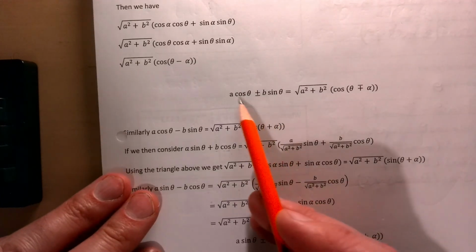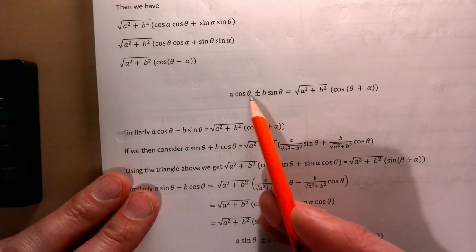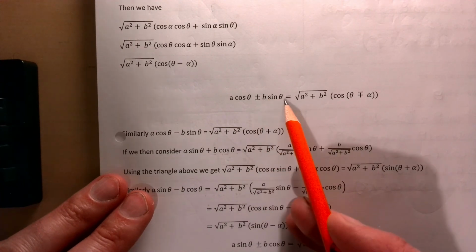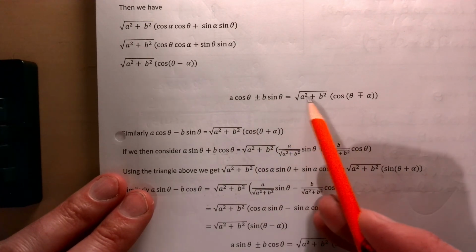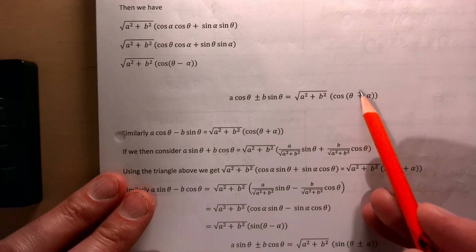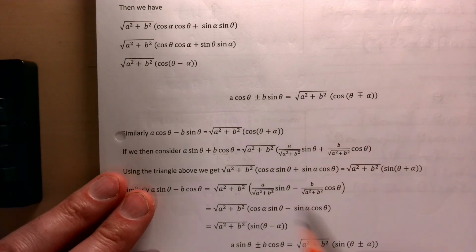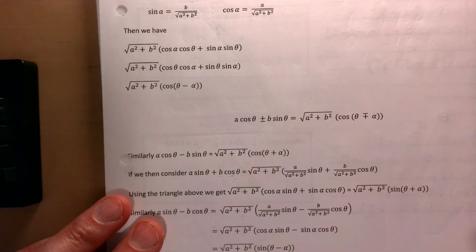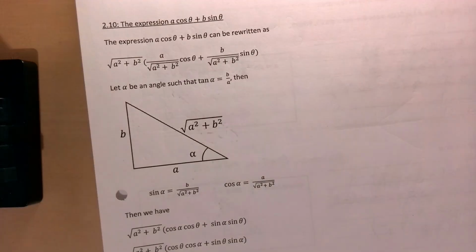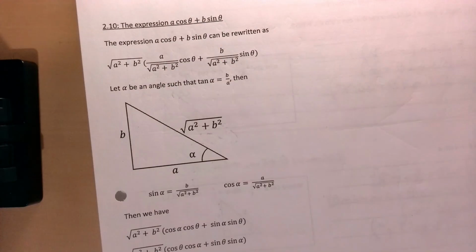So if you have a cos theta plus or minus b sine theta, you can rewrite that as the square root of a squared plus b squared cos theta minus or plus alpha, and then there are sine versions of that as well. So that's our harmonic expressions, a cos theta plus b sine theta.